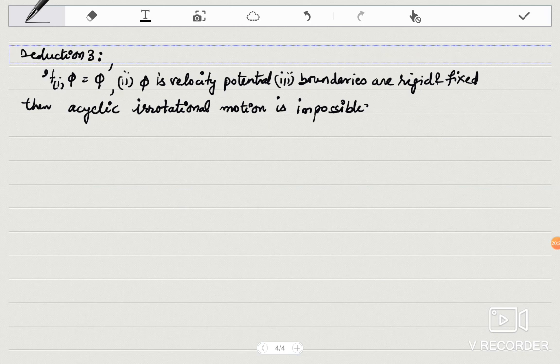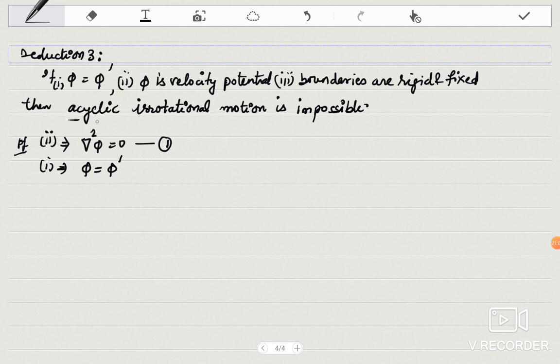To derive this theorem, first, phi and phi dash both are the same. Second, phi is a velocity potential. So if phi is a velocity potential, the second implies delta 2 phi is equal to 0. First implies phi and phi dash both are same. Third one is that boundaries are rigid and fixed. So we will use it later. And now see what happens.